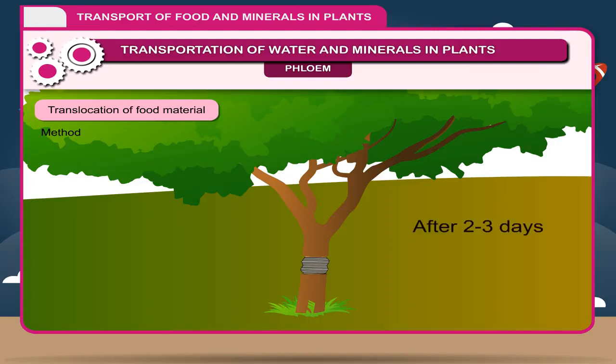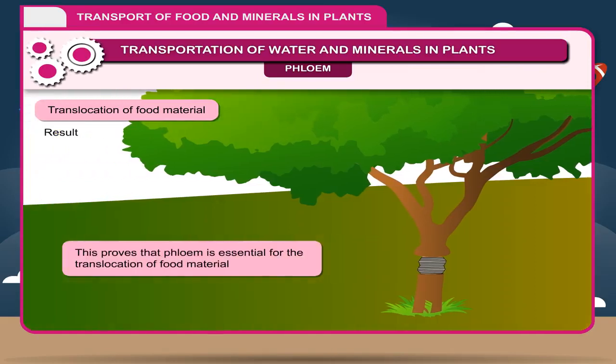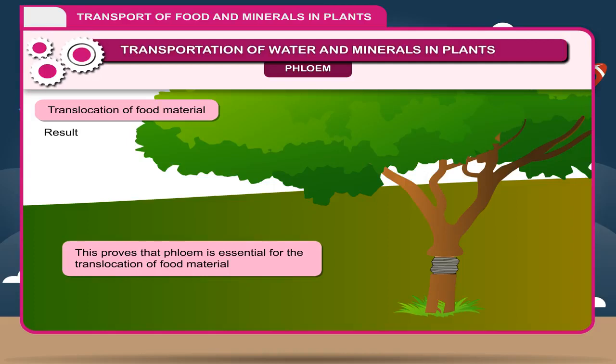After 2 to 3 days, a swelling is observed just above the ring. This portion of stem swells up due to the accumulation of food material in the tissues. This is because the prepared food by the leaves does not reach below the ring due to removal of phloem. Result: this proves that phloem is essential for the translocation of food material.